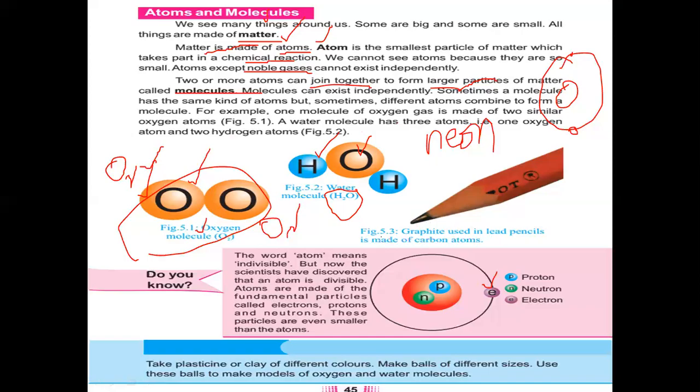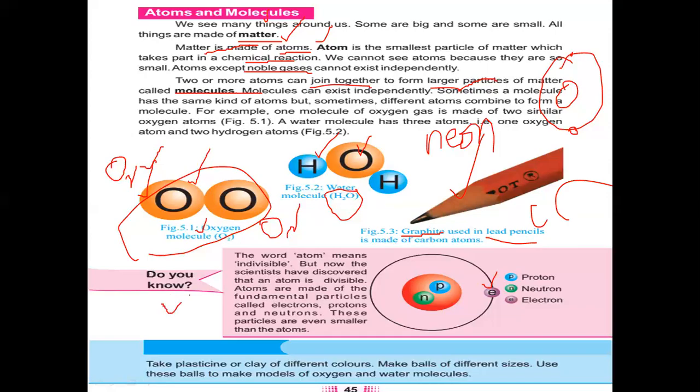If you see here, this is a common example, a graphite pencil, which we call a lead pencil. This lead pencil actually has graphite in it. Graphite is carbon atoms, but lots of carbon atoms stay together and they form graphite. So that is made up of carbon atoms.